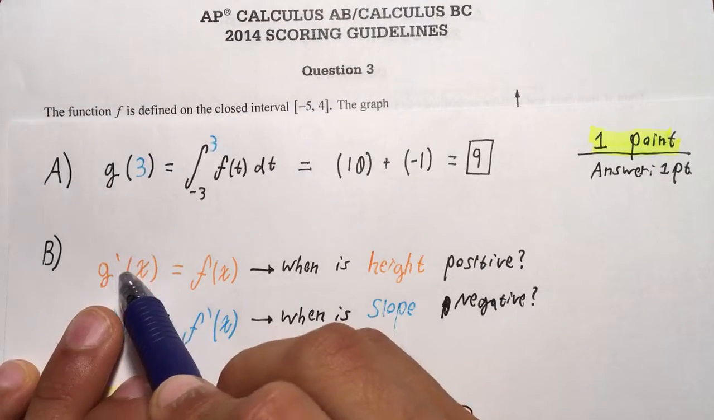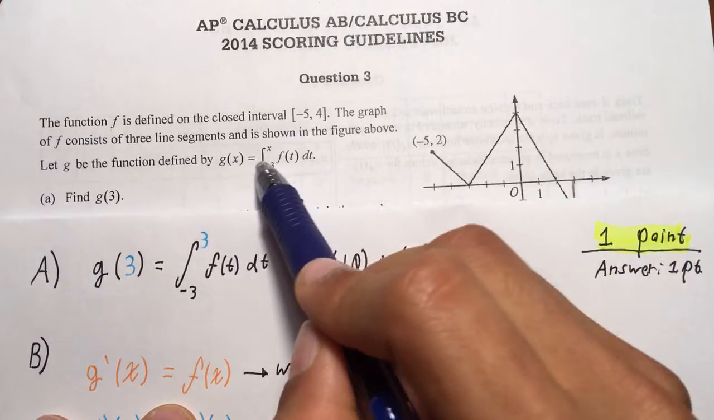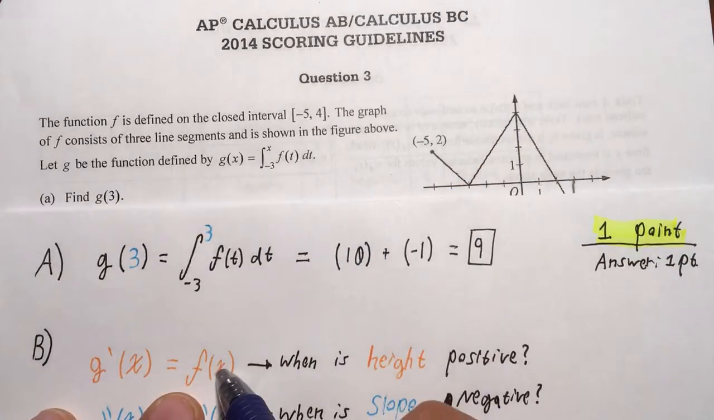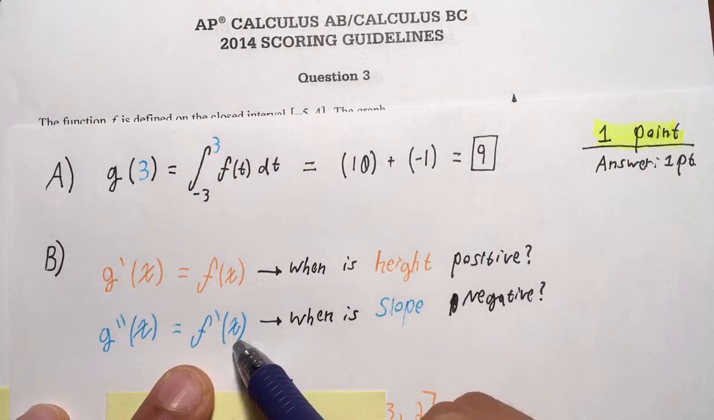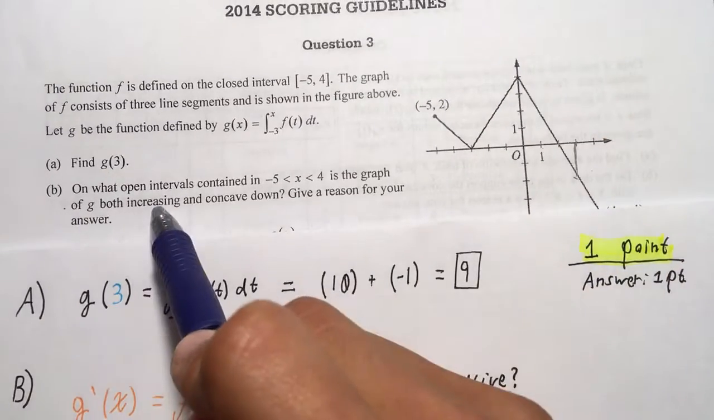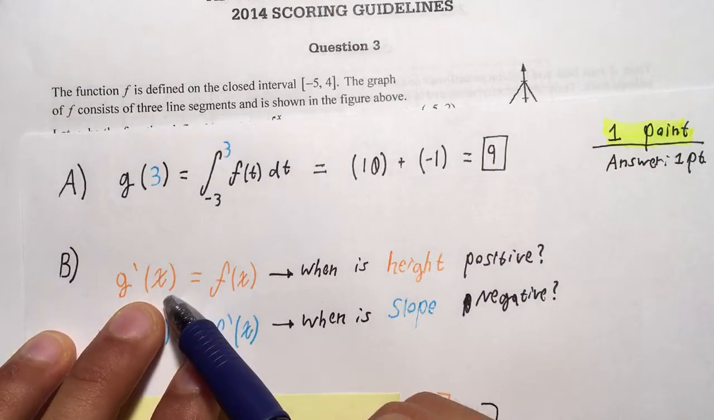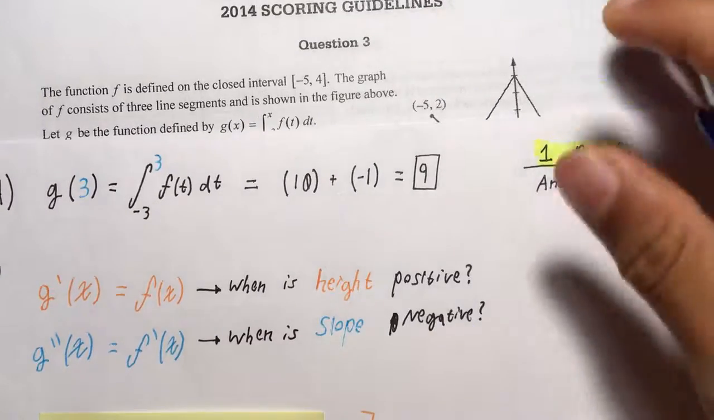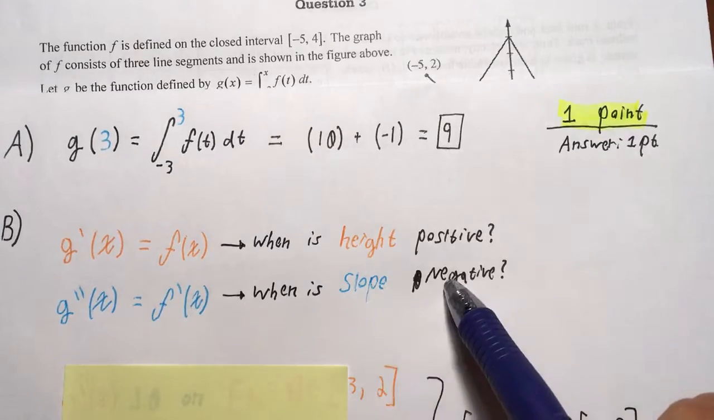So derivative of g is equal to just f of x, because again, with the derivative of an integral function, we'll undo the integral and just leave you with f here. So the second derivative of g is going to be the first derivative of f. Now the question is, when is g increasing and concave down? Well, g prime needs to be positive, and if g prime equals f, I'm looking at when the height is positive. And for my second derivative, I'm looking at when is the slope positive.